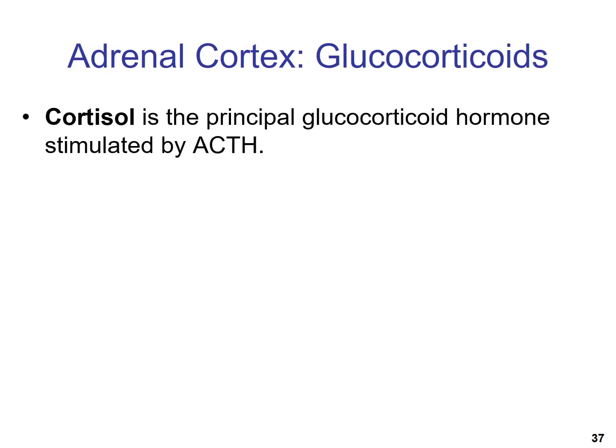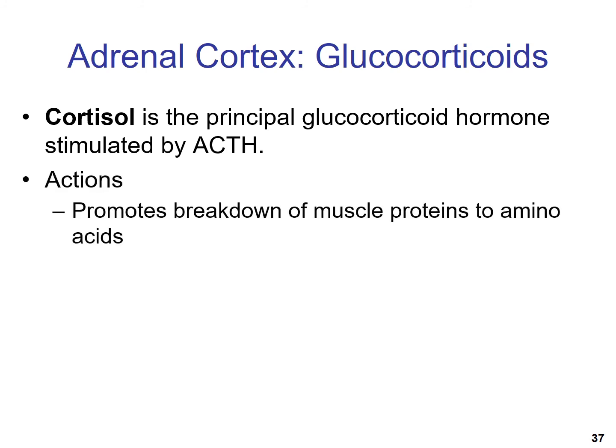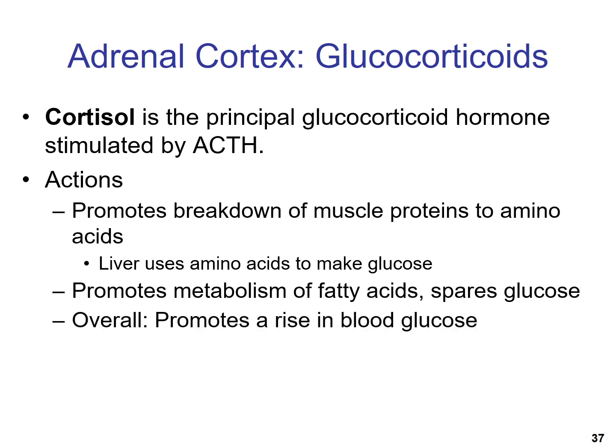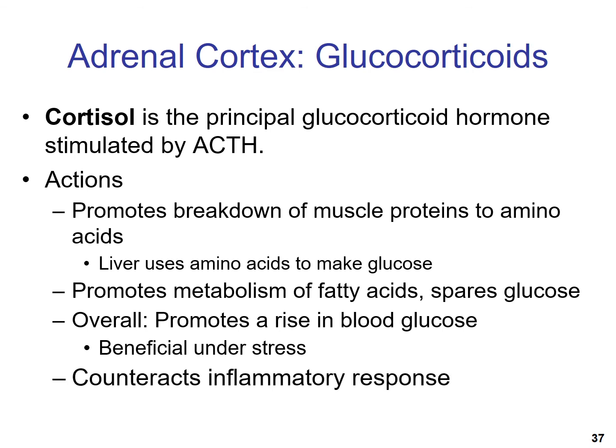So cortisol is your principal glucocorticoid, and this is something that you may have heard. You may have heard of cortisone or hydrocortisone. Cortisol is chemically similar to these. So its actions are to promote the breakdown of muscle proteins to amino acids, because the liver will use amino acids to make glucose. It'll also promote the metabolism of fatty acids, which spares glucose, and basically this will give you a rise in blood glucose. So this is going to be beneficial under stress. It'll also counteract the inflammatory response.